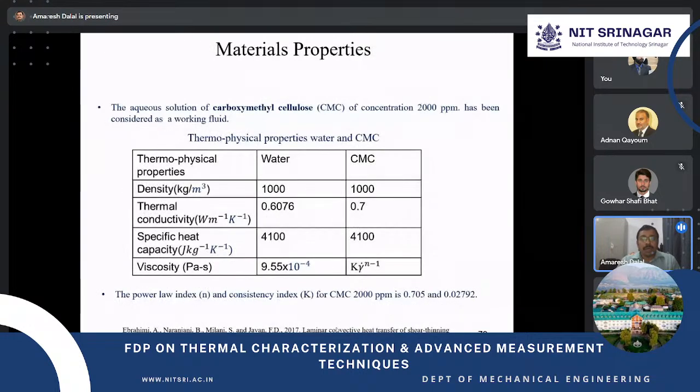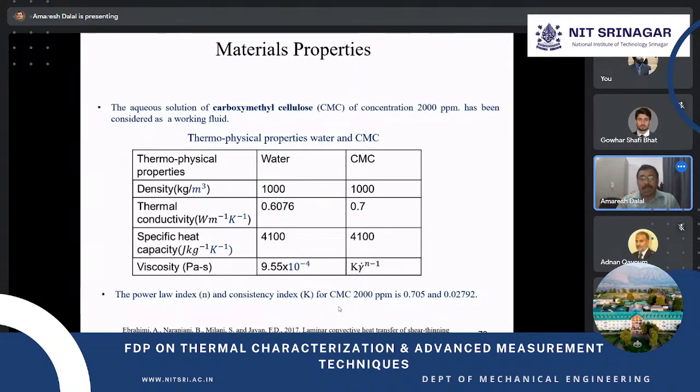So now we have used carboxymethyl cellulose, which is known as CMC, of concentration 2000 ppm, and these are the properties for the CMC. Density is almost the same as water, thermal conductivity is also almost the same, and specific heat capacity is also almost the same, but viscosity changes. And now we want to see whether there is any change in the heat transfer using the CMC compared to the water.